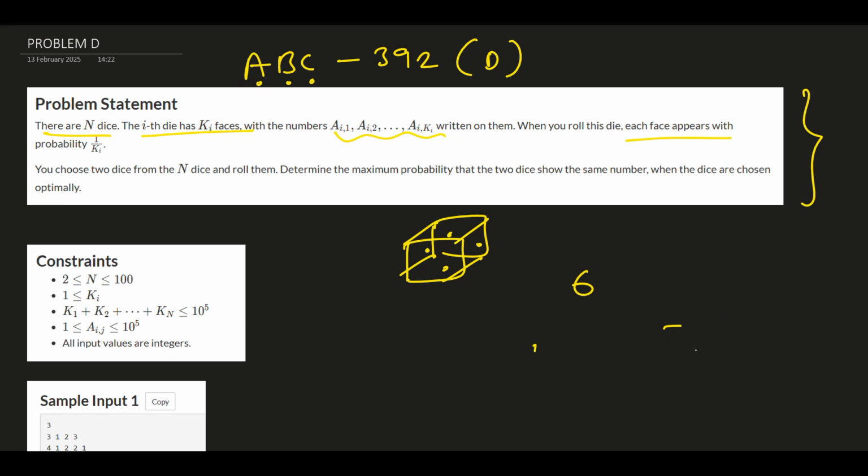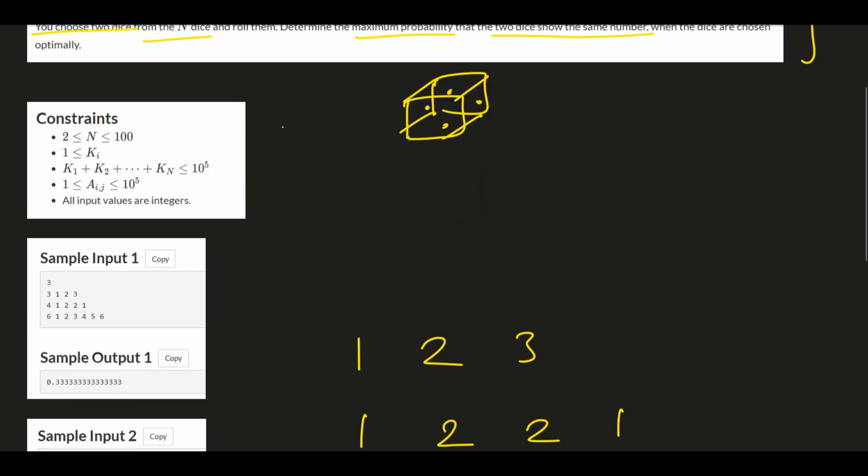What we need to find is we must choose 2 dice, alright? So we are choosing 2 dice from n dice and we are rolling them. We need to find the maximum probability that the 2 dice show the same number. Alright, so this is the important question here. The 2 dice show the same number when the dice are chosen optimally. Alright, so let's take an example. These are the constraints.